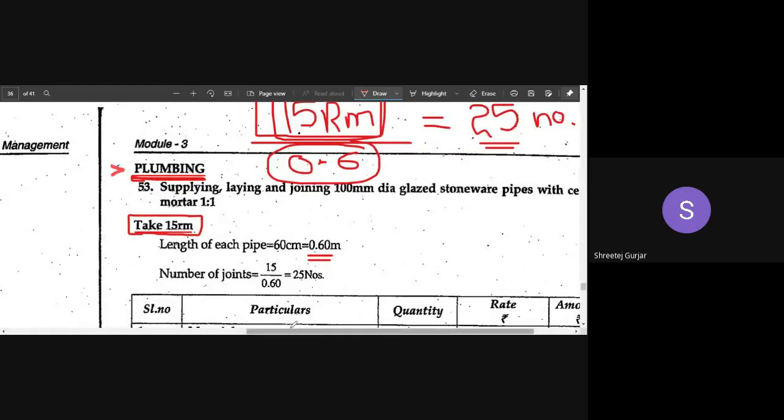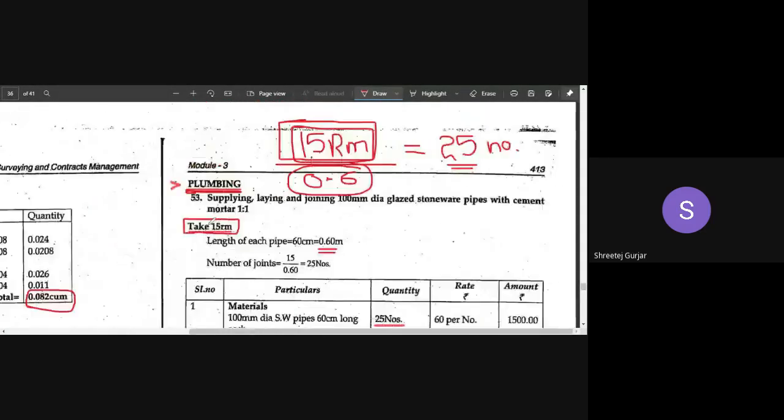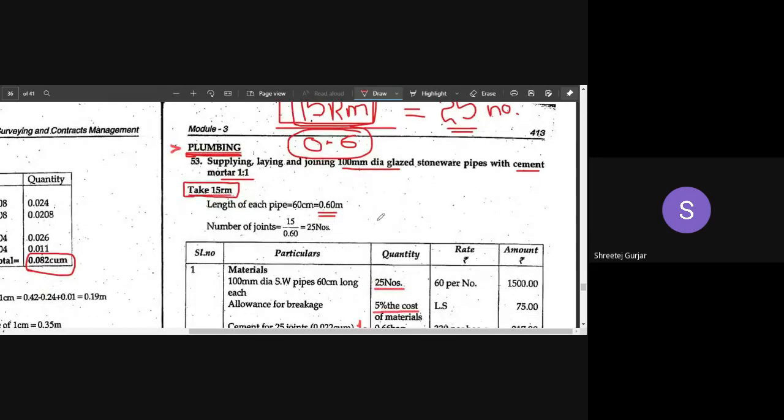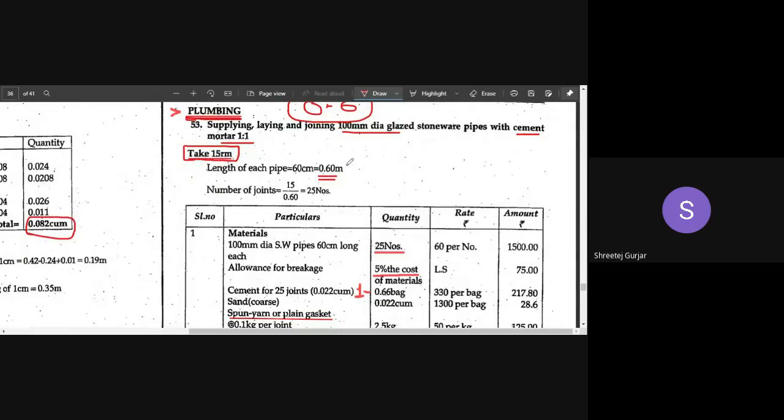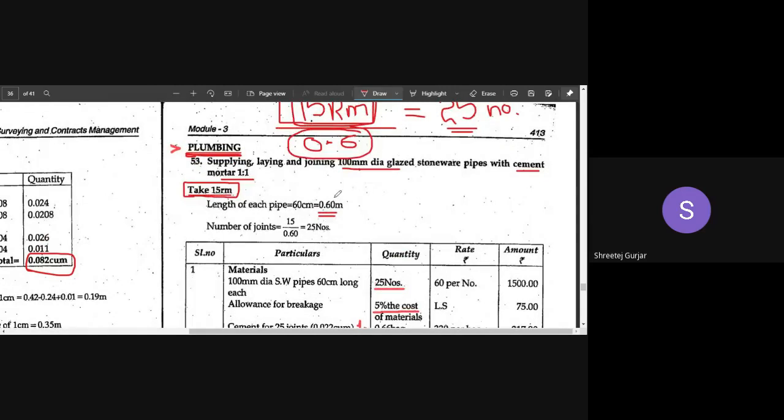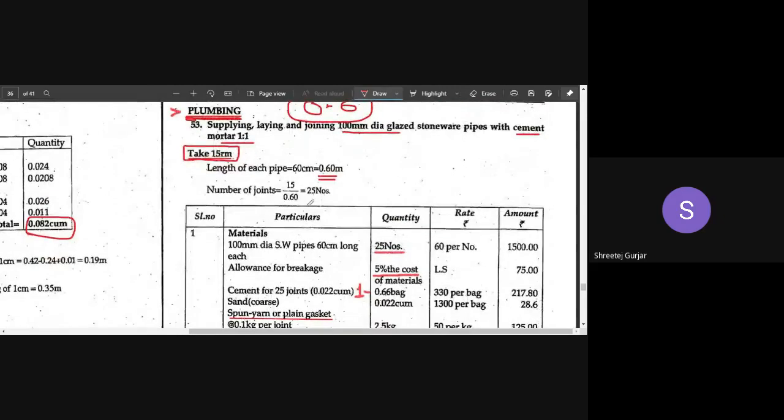Okay, so coming to the first example, wherein we are dealing with supplying, laying, and joining of 100 mm dia glazed stoneware pipes in cement mortar 1:1. Now, the length of each pipe, I have told you, we have to consider 0.6 meters. Hence, you can calculate the number of joints or the number of pipes that are required. Okay, 25 number.